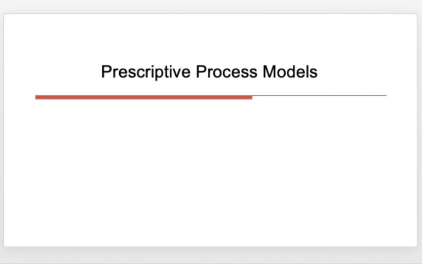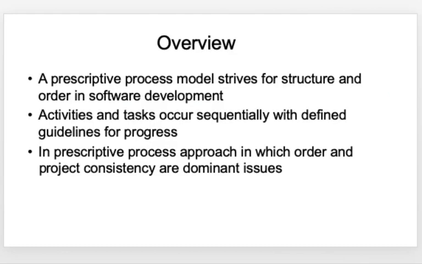So the first one is called a prescriptive process model. The prescriptive process model basically strives for structure and order in software development. The activities and tasks occur in a sequential fashion, and in a prescriptive process model, order and consistency are dominant issues that need to be addressed.